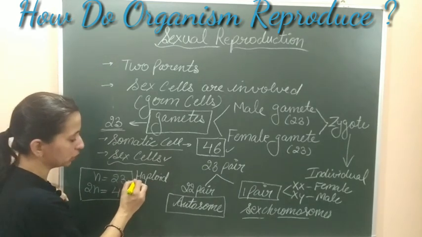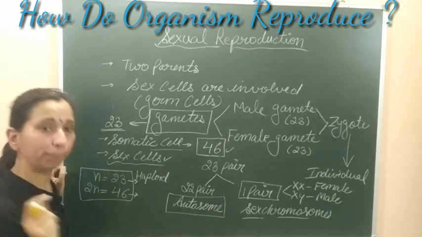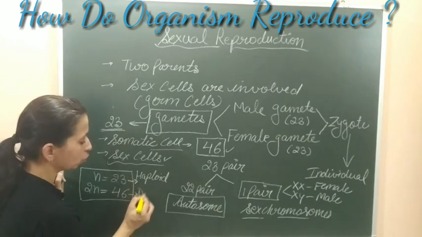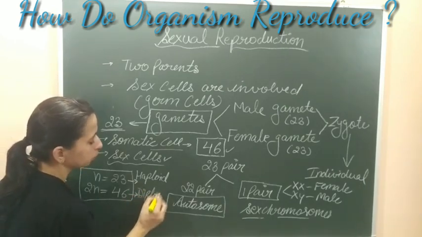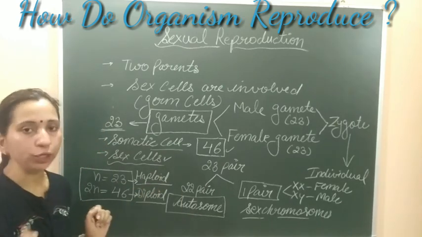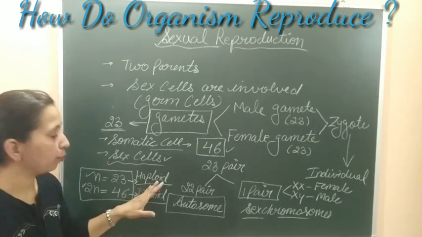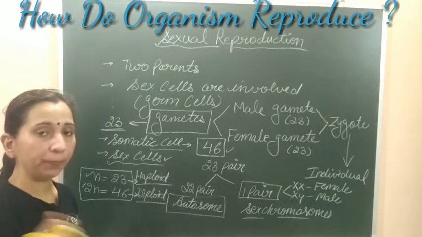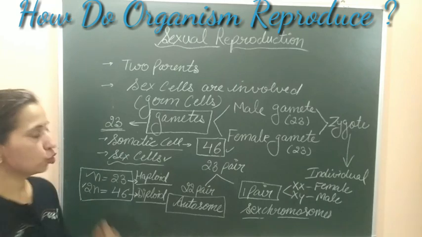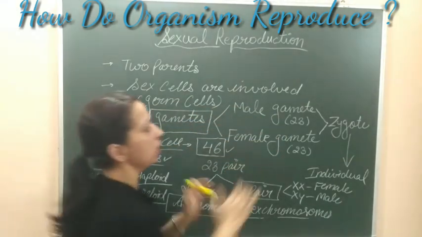Then we call this type of cell a haploid cell. When the cell contains 23 pairs of chromosomes, or 46 chromosomes, then this type of cell is known as a diploid cell. So these are the names haploid and diploid, and the symbols n or 2n represent the haploid or diploid cell. Diploid we represent by 2n, haploid we represent by n. So in this concept we can write that these male gametes are n in nature.